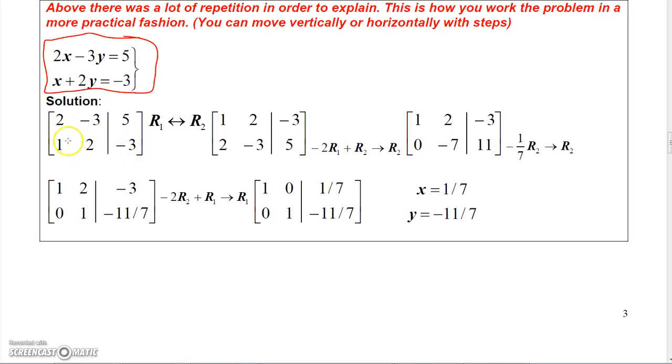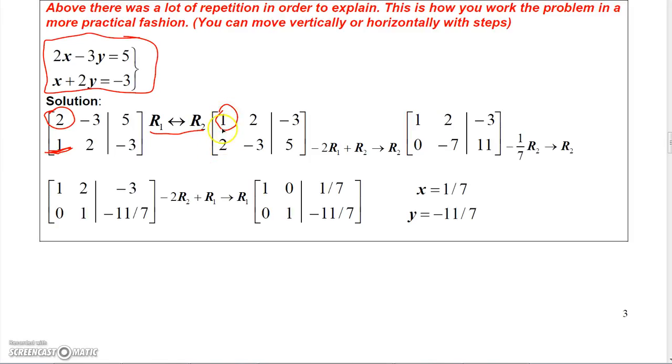second row. Now since I want a 1 right here, I can swap row 2 with row 1, and that would give me a 1 there where I want it. So let's do that. Let's swap the two rows. So now I have a 1 here. So row 1 is now up here, 1, 2, negative 3, and row 2 is on the bottom, 2, negative 3, 5.